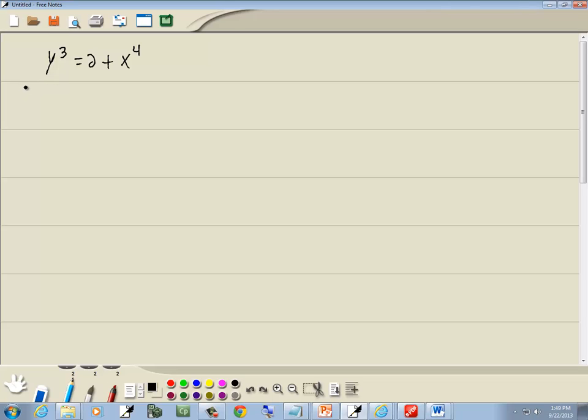So we'll take the derivative of everything where it's sitting, and we'll take it with respect to x. So I'll take the derivative of y to the third with respect to x, the derivative of 2 with respect to x, and the derivative of x to the fourth with respect to x.